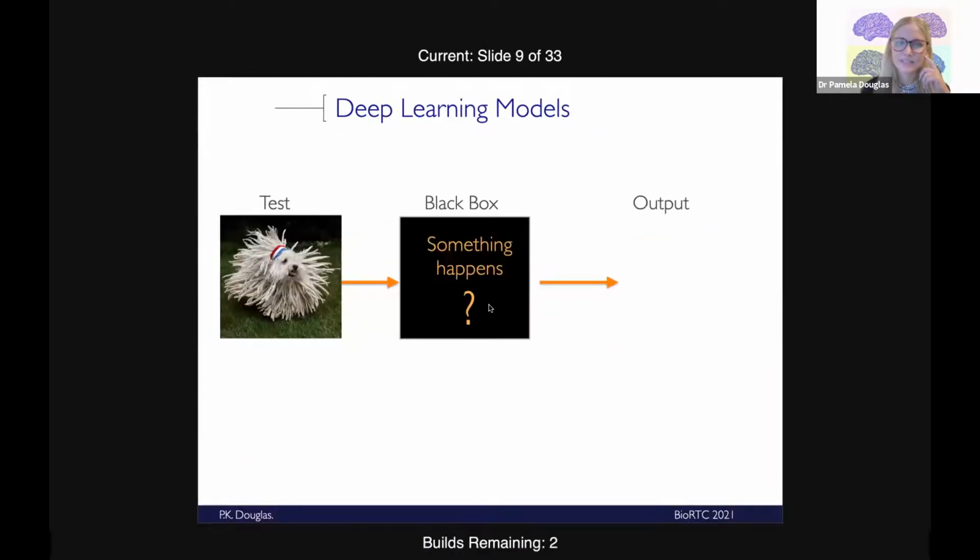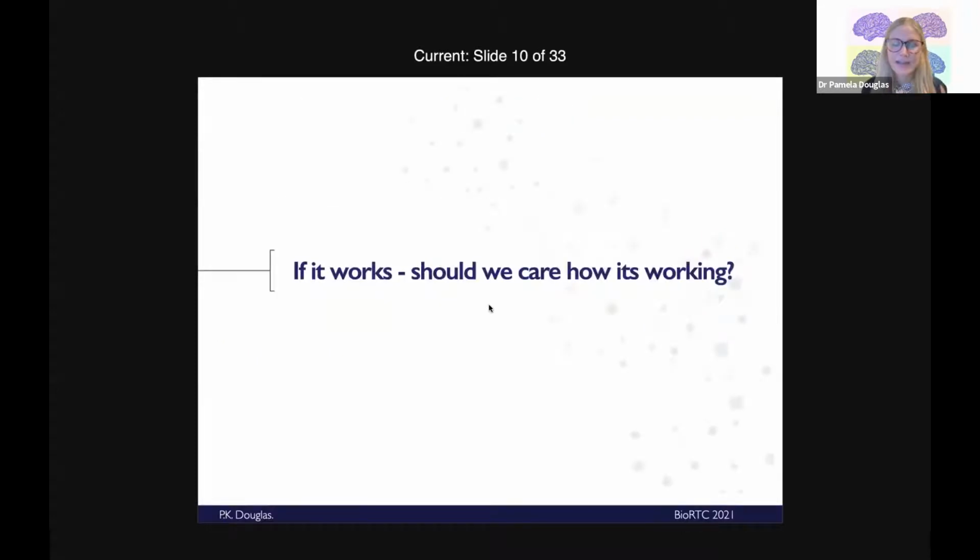So if we do this, we have this output. We have, say, a new test case. This is a fun dog mop thing here. We put it through this network, and we find out, hey, it worked. But deep learning neural networks are often thought of as black box models in the sense that we don't really understand what's happening there. And so I asked this question: if it works, should we care how it's working? Do we actually care? If we're just passing something through and it works, do we care?